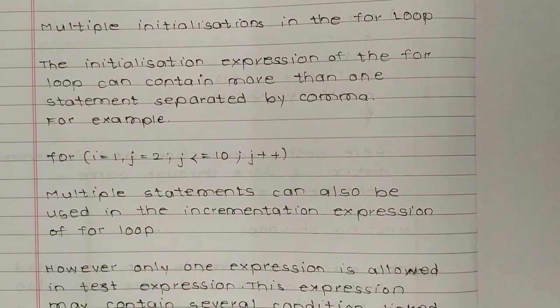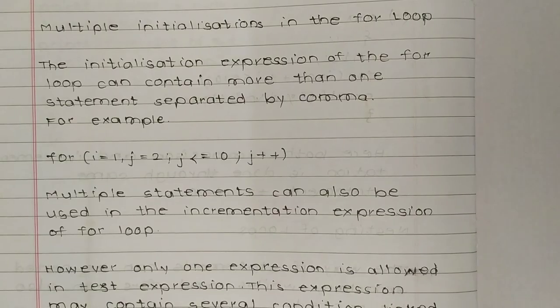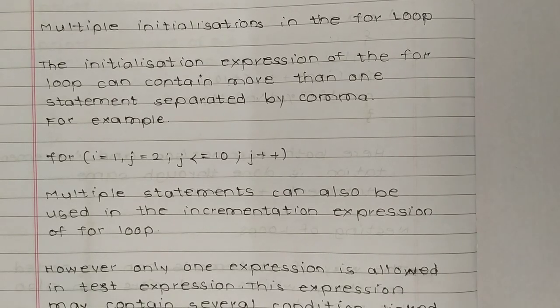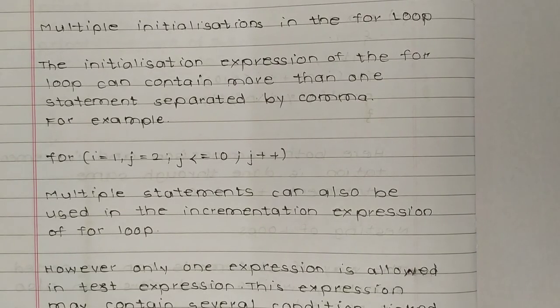Multiple initializations in the for loop. The initialization expression of the for loop can contain more than one statement separated by comma. So multiple initializations in for loop: for (i = 1, j = 2; j <= 10; j++). So this is the expression of the for loop. It can contain more than one statement.